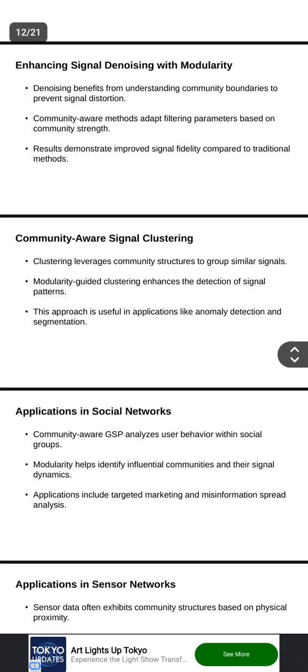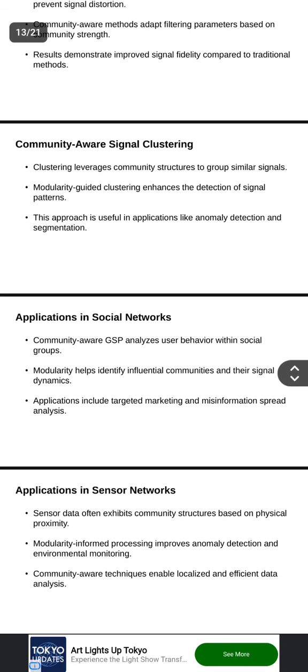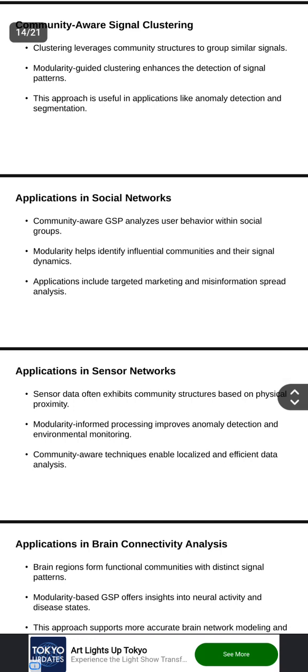Next is community aware signal clustering. Clustering leverages community structures to group similar signals. Modularity guided clustering enhances the detection of signal patterns. This approach is useful in applications like anomaly detection and segmentation.